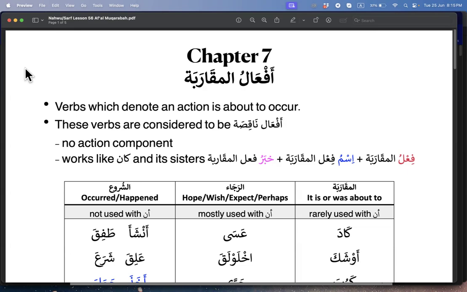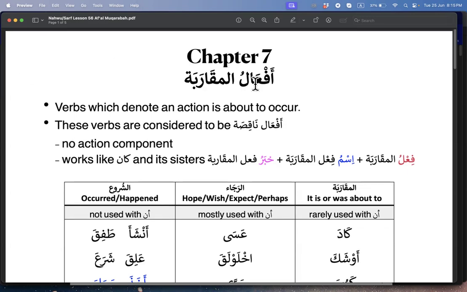Okay, so today's new chapter is called Af'al Muqarabah. This is a term you might not see in Arab books. This just means it denotes an action is about to occur. From قريب, near. About to, close to, yes, exactly.